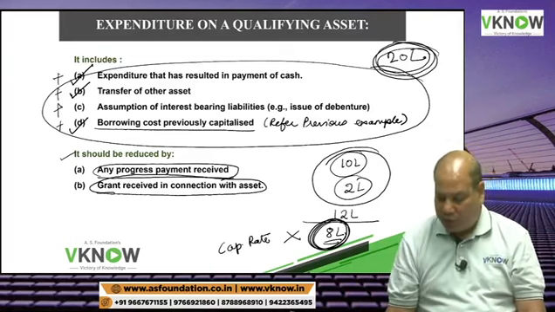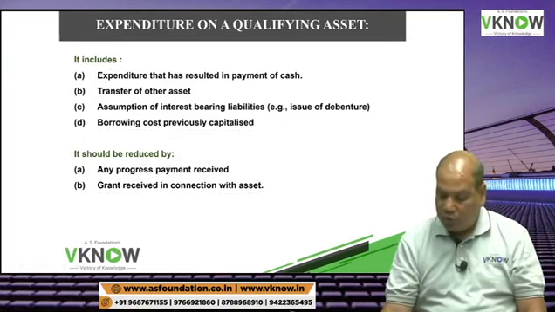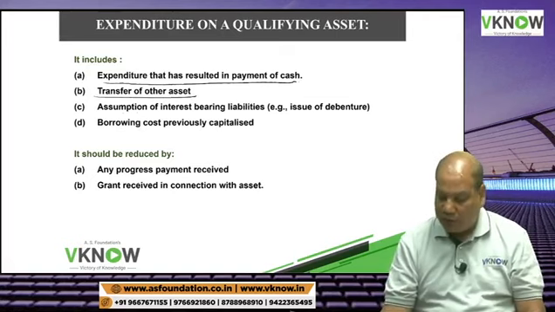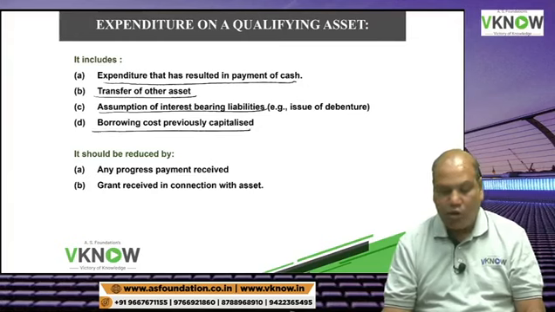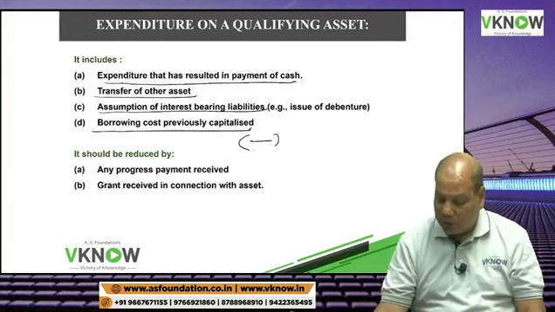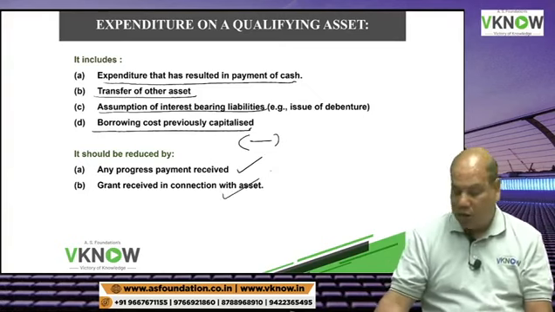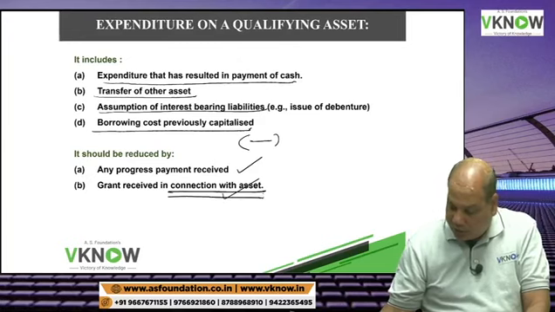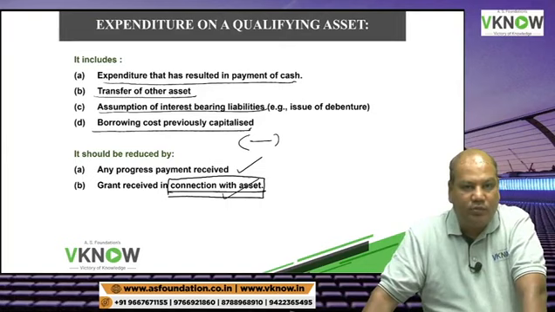So once again to revise, what is expenditure on a qualifying asset? Those which have resulted in payment of cash, transfer of other asset, assumption of any interest bearing liability, borrowing cost previously capitalized, and from that you deduct any progress payment received and any grant received in connection with the asset, means specifically with respect to that asset.